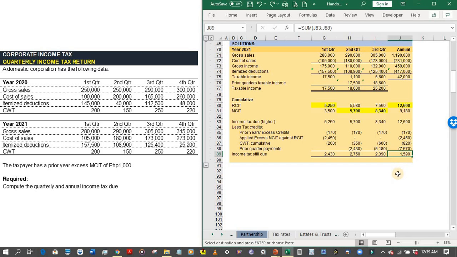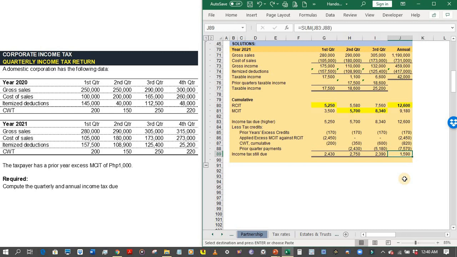So our tax credits for the year has a total of 11,010 pesos. So this is the total tax credits during the year. So the 1,590 pesos is computed as 12,600 less 11,010 pesos. Again, the 1,590 pesos is due on April 15, 2022.